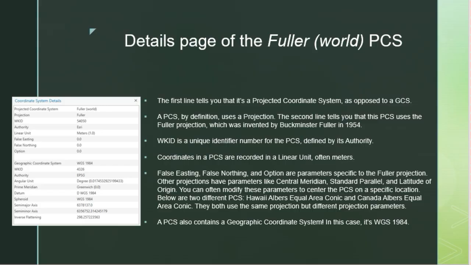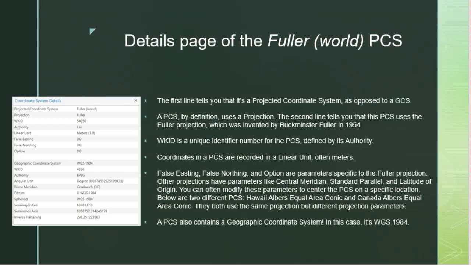The first line tells you that it's a projected coordinate system as opposed to a GCS. So you see the difference, projected coordinate system versus geographic coordinate system. A little bit below that, you have other characteristics like WKID, which is a unique identifier number for the PCS defined by its authority. You have the measurement: is it angular units or linear units? That depends on which coordinate system.